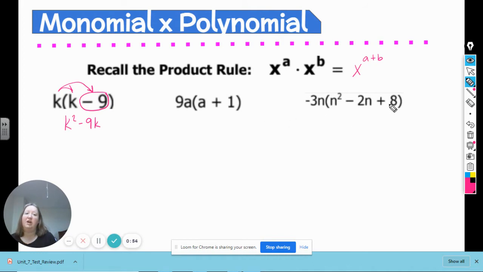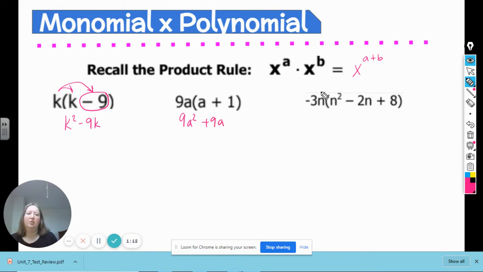Over here we have a trinomial. So that's why this slide is titled Monomial times Polynomial. So 9a times a is 9a squared, and anything times 1 is itself.